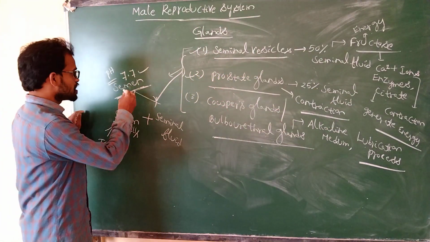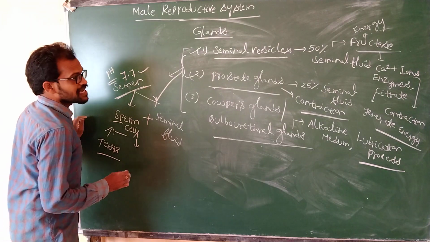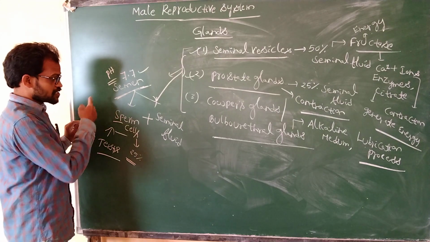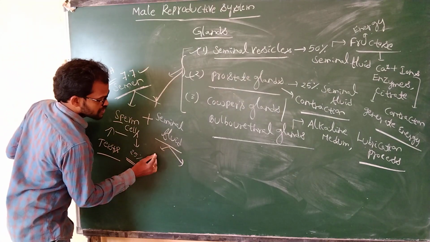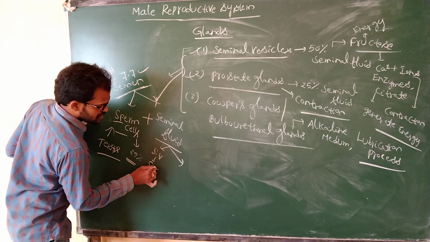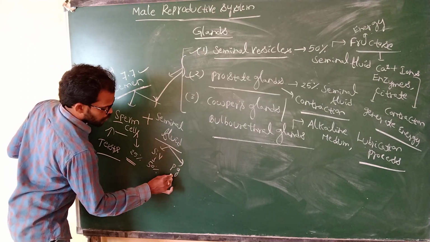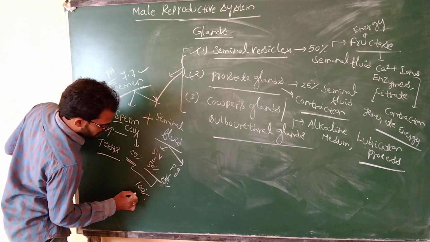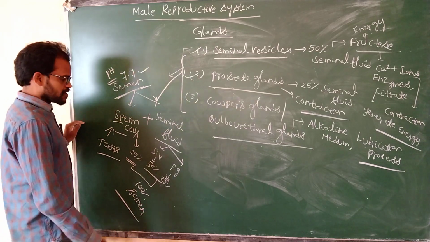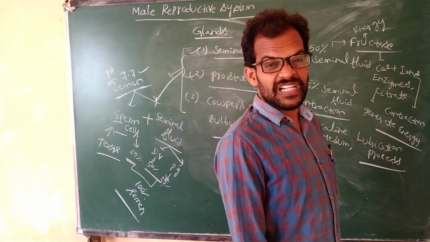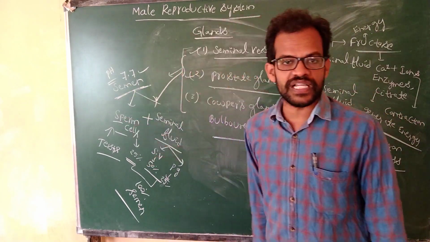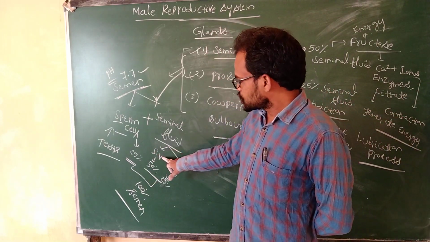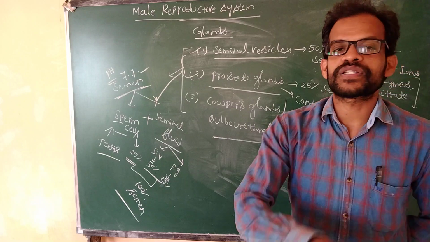What is the composition of the semen? The sperm cells are 25% of the semen. The remaining is the seminal vesicles at 50% and the prostate glands at 25%. The total is 100% of semen. So 25% is the sperm cells, seminal vesicles provide 50% of the seminal fluid, and the prostate provides 25%.